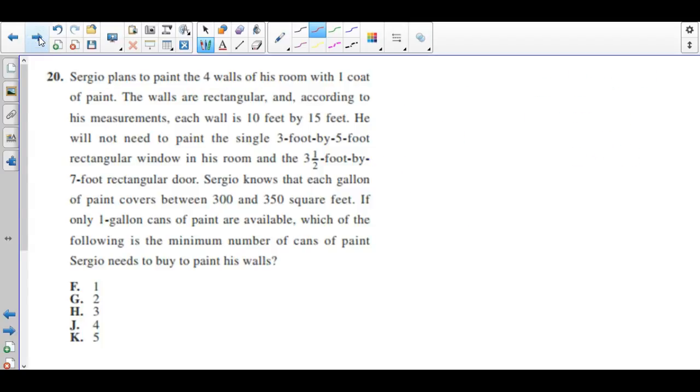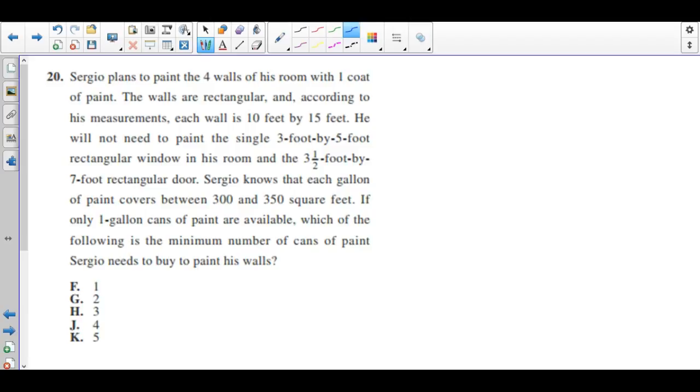Alright, this one is a rather lengthy problem. Sergio plans to paint 4 walls of his room with 1 coat of paint. The walls are rectangular, each wall is 10 by 15. He will not need to paint a single 3 by 5 foot window in his room and the 3.5 foot by 7 foot door. So he knows how much each gallon of paint covers. And this is basically a problem where you're going to find all these separate areas, and then at the very end, you just take a look at how many gallons you would need.